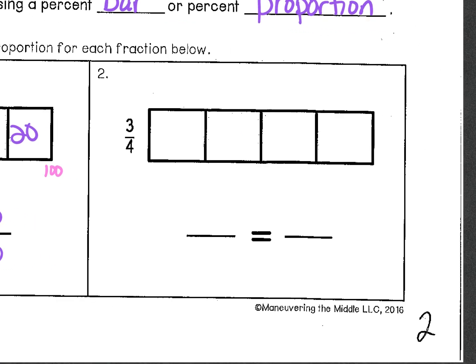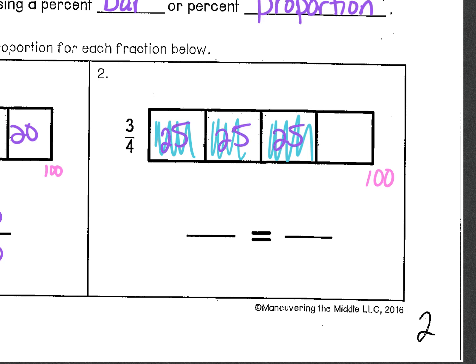So the next one is 3/4. So 1, 2, 3 out of the 4 pieces. If there's 4 pieces out of 100, 100 divided by 4 is 25. So each box is worth 25. If I count the shaded boxes, there are 75 out of 100, which is the same as 3/4.